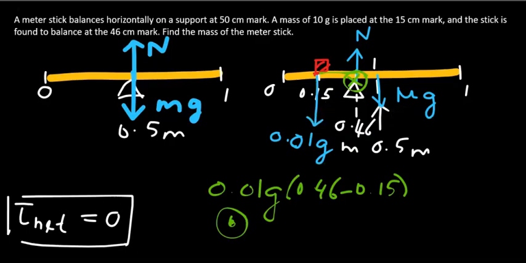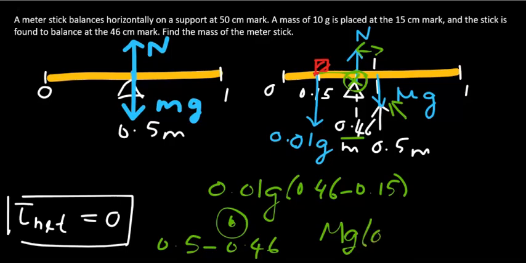The torque due to the weight of the meter stick is the weight of the meter stick, mg, times that distance, the distance between the axis of rotation and the point where the force acts. In this case, it is 0.5, which is the point where the weight acts, minus 0.46, which is where the support or the axis of rotation is. And that is 0.04 meter.